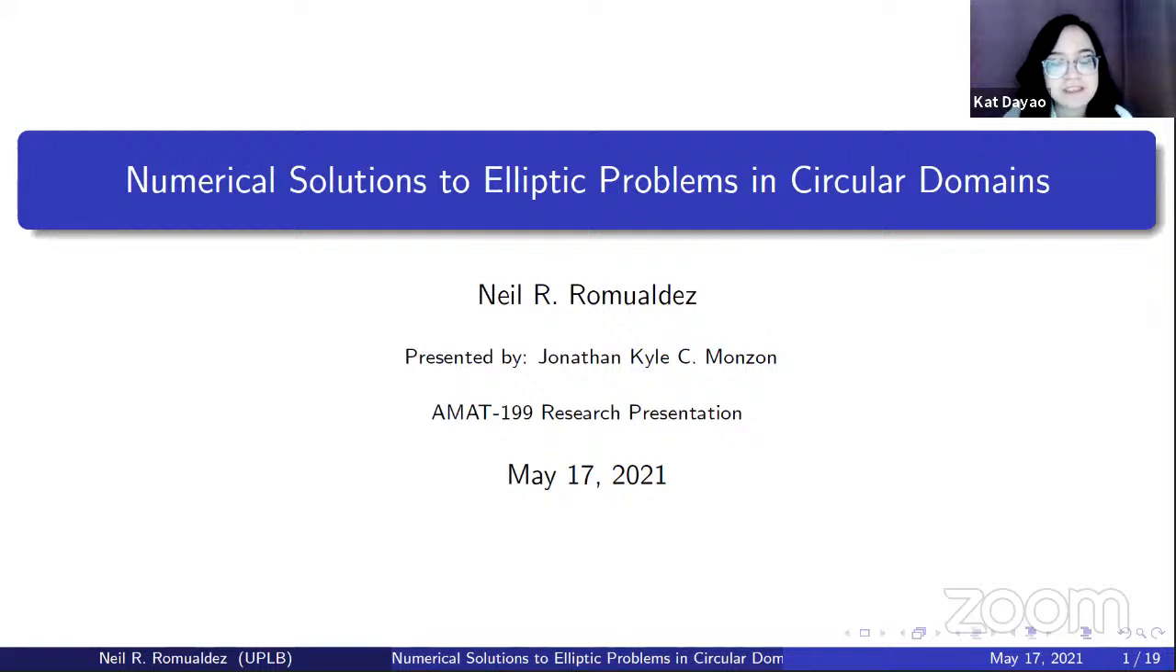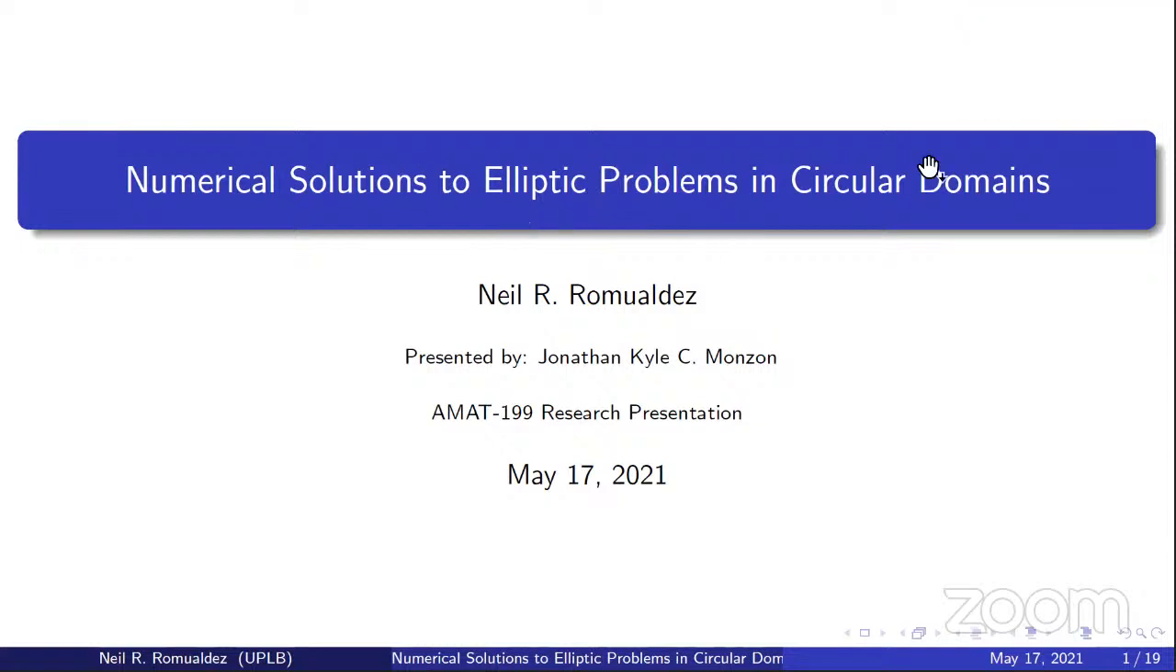Thank you, Abe. So for the next speaker, we have Mr. Jonathan Kyle Monzon, a BS Mathematics student specializing in analysis and PDEs, who will be presenting the research entitled Numerical Solutions to Elliptic Problems in Circular Domains. Thank you.